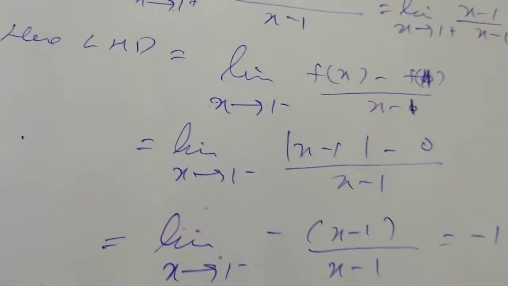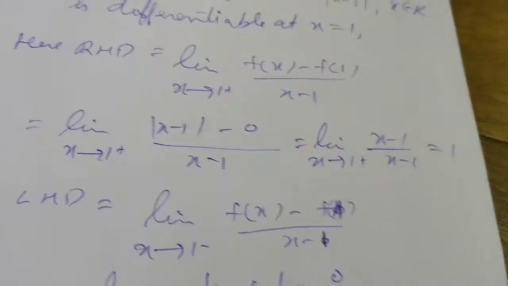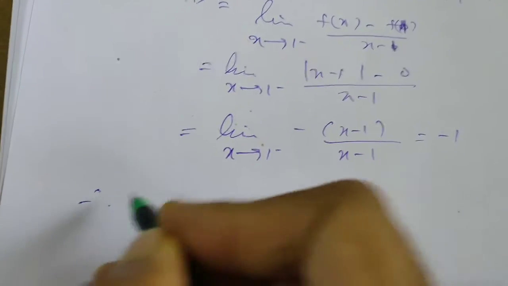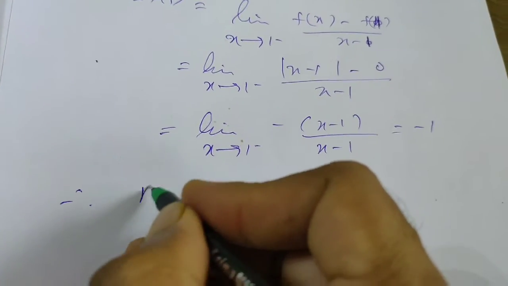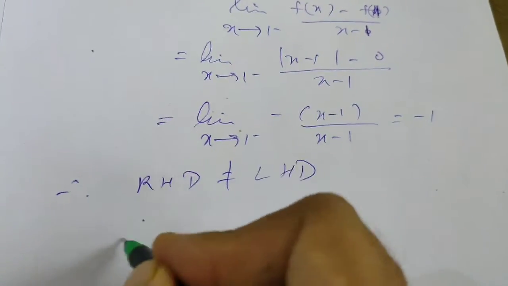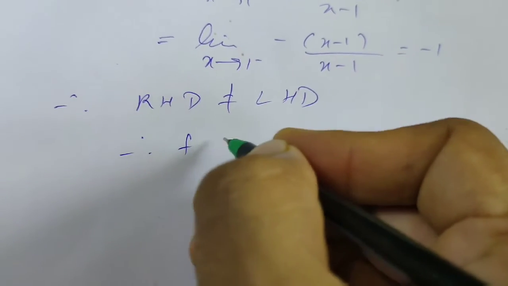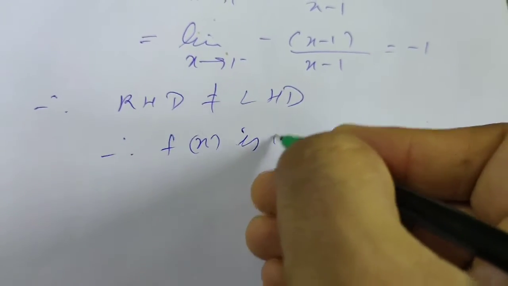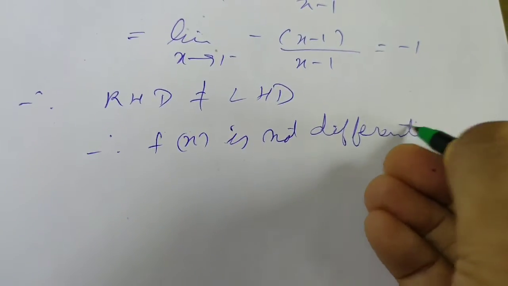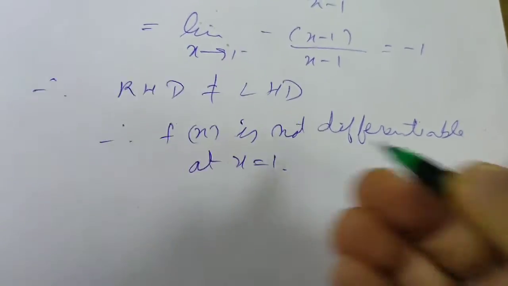So what we can see here is that RSD is 1 and LSD is minus 1. Therefore RSD is not equal to LSD. The right hand differentiation is not equal to the left hand differentiation. Therefore f(x) is not differentiable at x = 1.